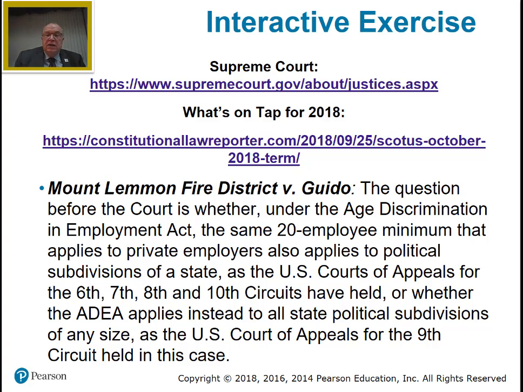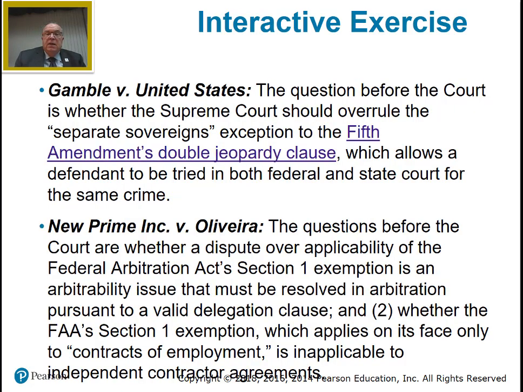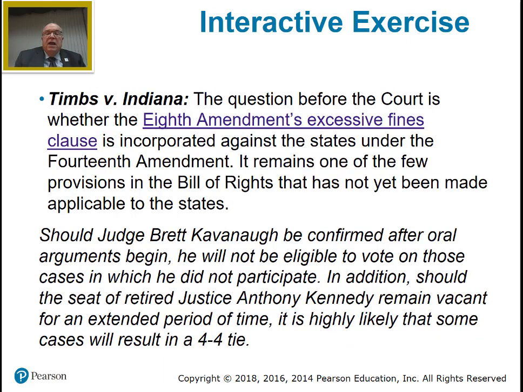So this is whether the Age Discrimination Employment Act is that small companies need to do that. Here's another one on the Eighth Amendment and whether a prisoner with mental disability can be spared from particularly the death penalty. Here's another one on separate sovereigns, what it's called. You can be tried for a crime in a state court and a federal court because it violates both laws. And then the federal arbitration one in New Prima versus Oliveira, a more technical case. And then here's another Eighth Amendment, whether the excessive fines is applicable to the states.